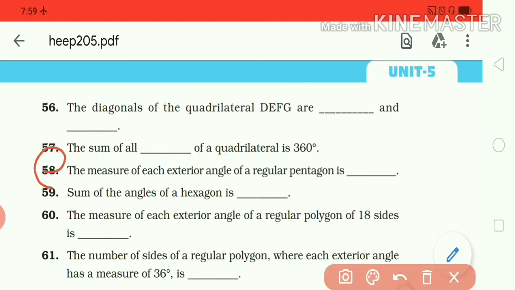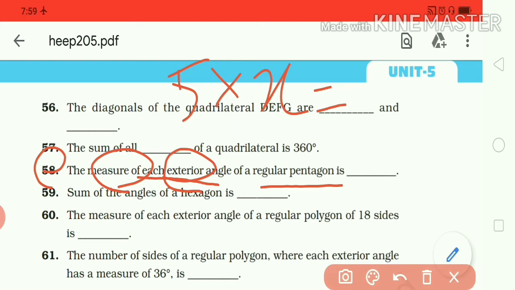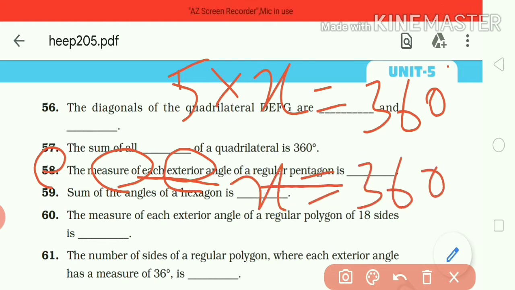So come to question number 58. The measure of exterior angle of a regular pentagon is. You know, you are asked exterior angle, so measure of each exterior angle. So in the pentagon we have 5 sides, multiply by angle. Angle I am taking here X. Each exterior angle I am taking X, equal to 360 degrees. This is sum of all exterior angles. So x is equal to 360 by 5.